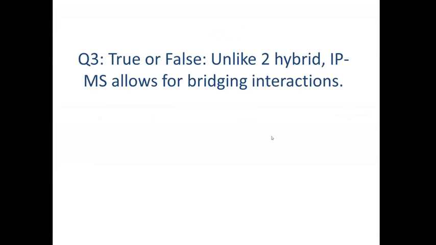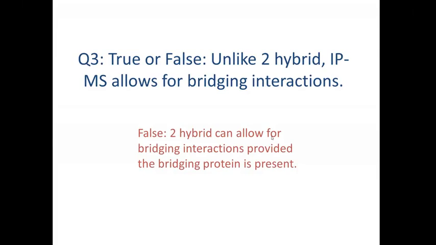So question 3, true or false? Unlike two hybrid, IP mass spec allows for bridging interactions. That's actually false. Two hybrid can allow for bridging interactions provided the bridging protein is present. So like the example in yeast, if there's a yeast ortholog of a protein that bridges two proteins and it's present, it can allow it. Or if you did your two hybrid in a human cell, you could have a bridging interaction form. It doesn't preclude bridging interactions. It's just that IP mass spec better accommodates them in many cases.